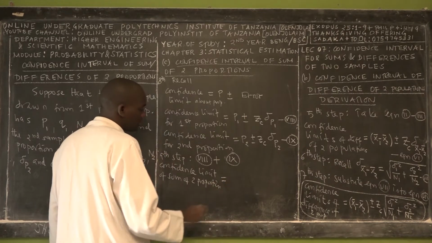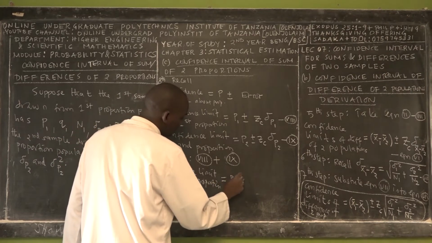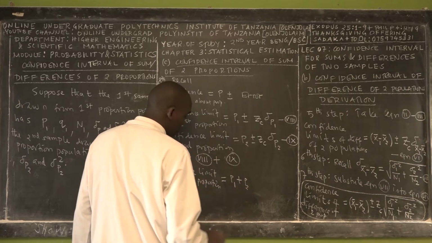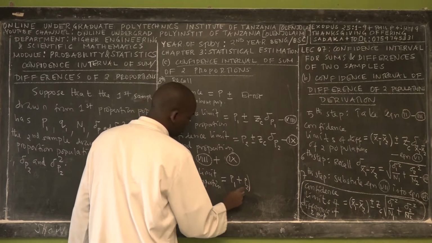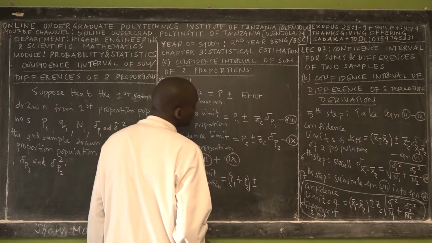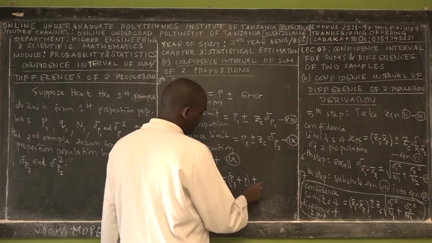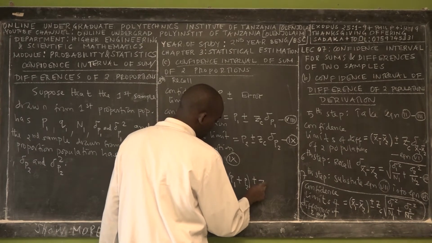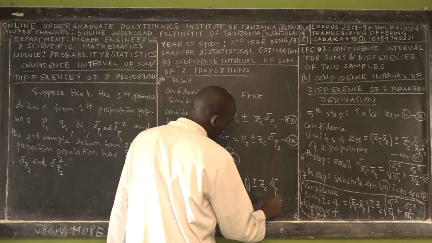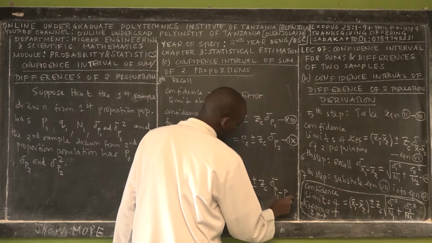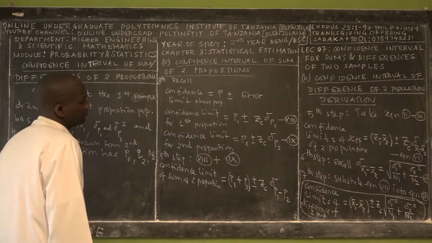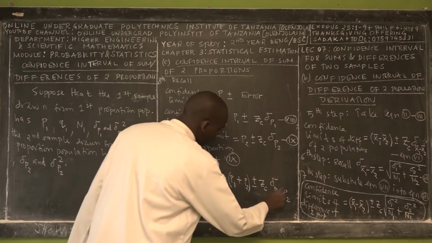This is equal to what? Proportion 1 plus proportion 2, plus or minus what? Plus or minus ZC, standard deviation of proportion 1 minus proportion 2. No, plus proportion 2.